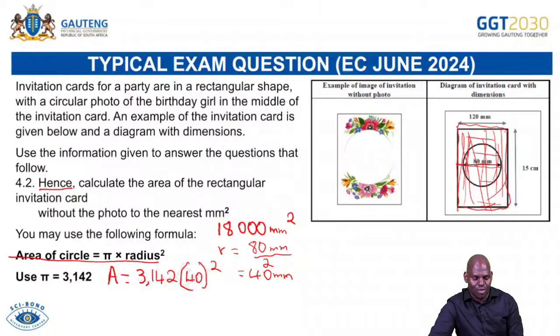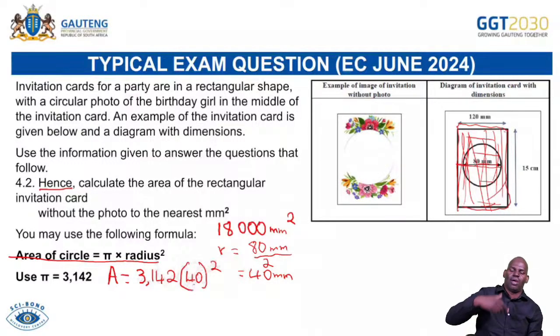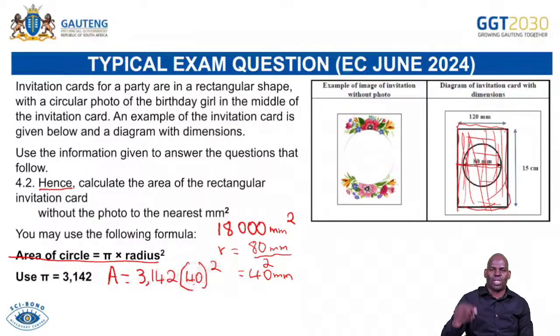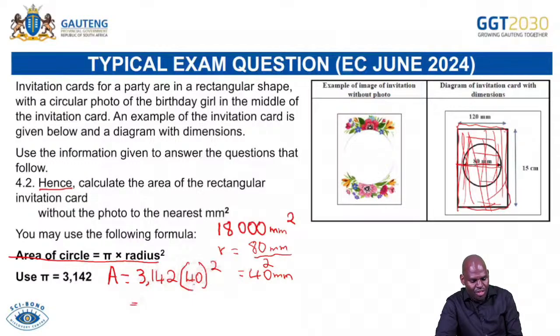Boys and girls, you must be careful, especially if we've got a square or a cube. Most of you tend to multiply. We don't multiply there. If it's 40 to the power of 2, it means it's 40 multiplied by another 40, 40 multiplied by itself 2 times. If it was 3, it would be 40 multiplied by itself 3 times. So 40 multiplied by 40 gives 1,600. Then 3.142 multiplied by 1,600.